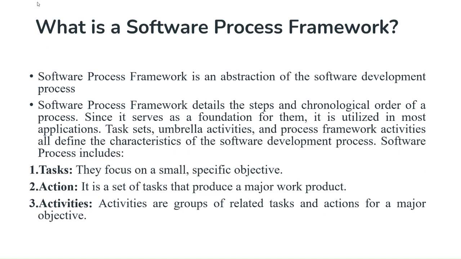Basically, software process framework means abstraction of software development. Abstraction means nothing but a combination of methods, tools, functions to form one software. To introduce one software, we are combining all the classes, all the functions, all the methods, and that is known as abstraction.